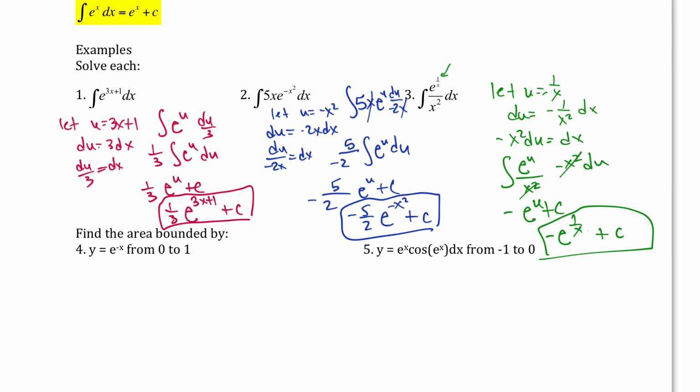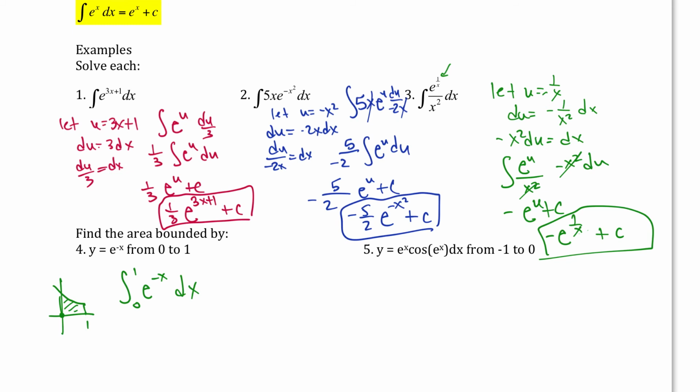All right, let's take a look at the next one. Find the area bounded by these regions. So over here, that means I need the integral from 0 to 1 of e to the negative x dx, right? That's what I'm looking for if I want the area bounded by that, because e to the negative x will look like this, and I'm going from 0 to 1, so that's this area right there.